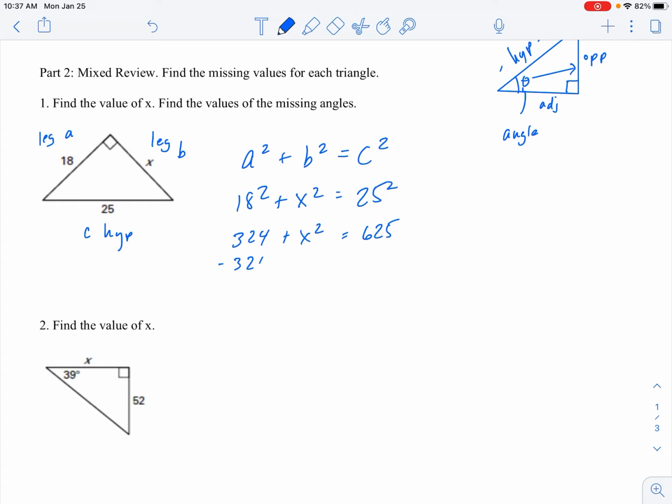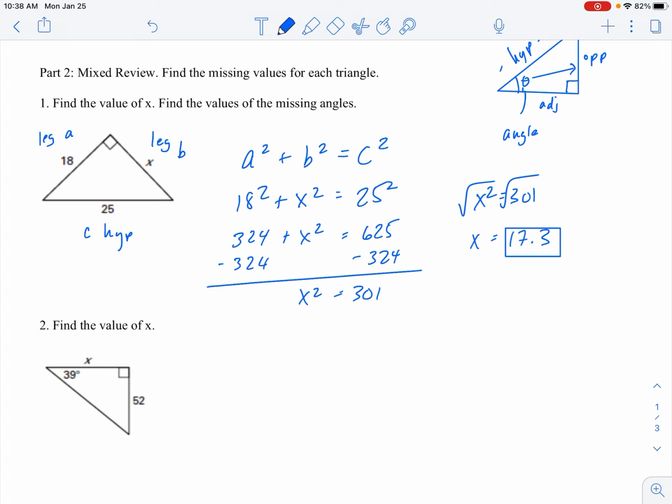Then I would subtract 324 from both sides. I get X squared equals 301. And finally, I would take the square root of both of those numbers. So the square root of 301 is 17.3. So that is my missing side, or the hypotenuse. Oh, I switched from C to X. That was sloppy. Let's keep calling it C just to be consistent. C is 17.3.